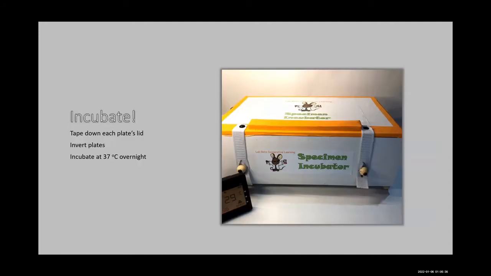It's now time to incubate. We're going to tape down each plate's lid, invert the plates, and incubate them at 37 degrees overnight. This is our brand new homemade incubator, which does a pretty good job of maintaining a temperature right around 36, 37 degrees Celsius.